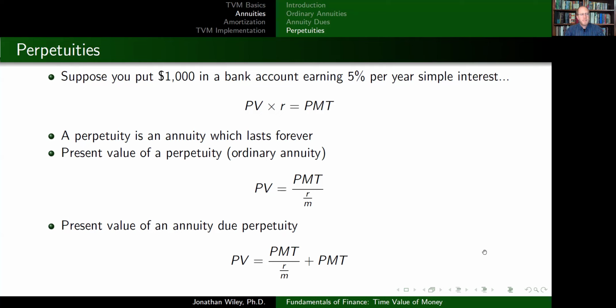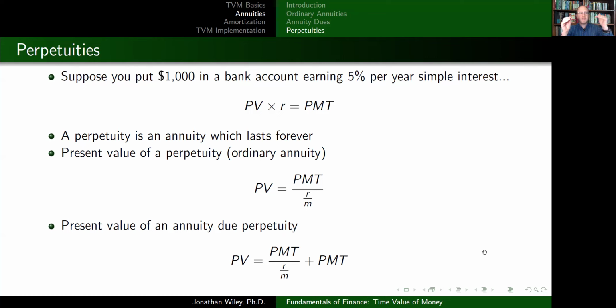So if I took that $1,000, my present value, and multiplied it times my rate, 5%, that gives me my payment. So $1,000 times 5% is $50. So basically what would happen is I could start off with $1,000. At the end of the year, I'd have $1,050. I could take the $50 out, leaving me with $1,000 again.